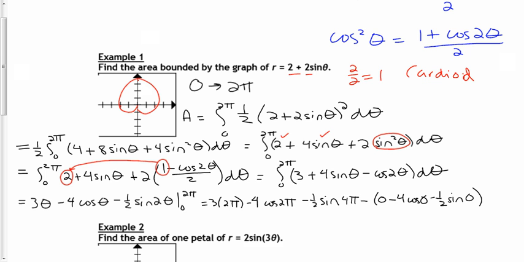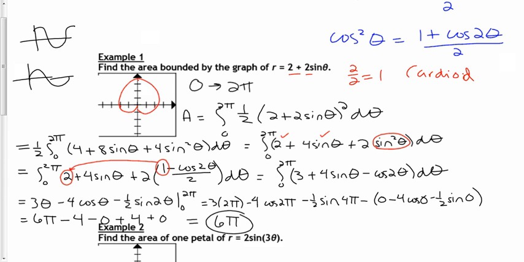So of course 3 times 2 pi is 6 pi. And then cosine of 2 pi is going to be, sorry, real fast, cosine looks like this. So cosine of 2 pi is 1. So it's going to be subtract 4. And then sine of 4 pi, real quick graph of my sine. Sine of 2 pi is going to be 0, so sine of 4 pi is also 0. So that's minus 0, plus 4 cosine of 0, which is 1. And then plus 1/2 sine of 0, which is 0. So my negative 4, my positive 4 cancel out, and I'm left with 6 pi.